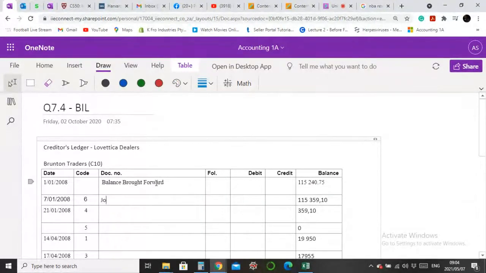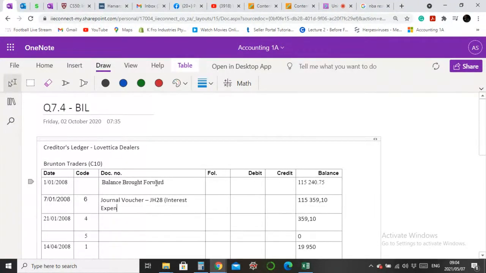Right, so journal voucher, and here they said JH28. Okay, again, we can write here interest expense. It's not necessary, but if we just want to be clear about what type of interest it is. Okay, so we've done that.